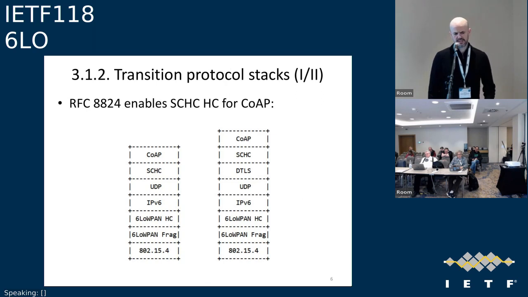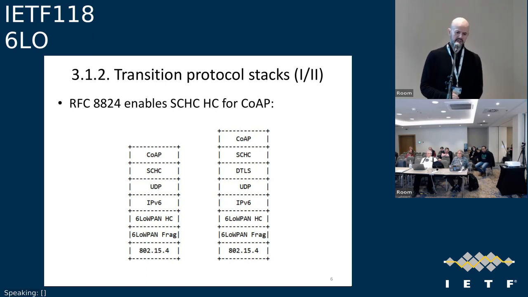So in section 3.1.2, as introduced before, we illustrate the so-called transition protocol stacks, where again the idea is that 6LoWPAN is used to compress IPv6 headers. However, SHIC is used to compress upper layer headers. First of all, it is possible to compress CoAP headers by means of SHIC. We have RFC 8824, which enables that. And there are two options shown on the slide.